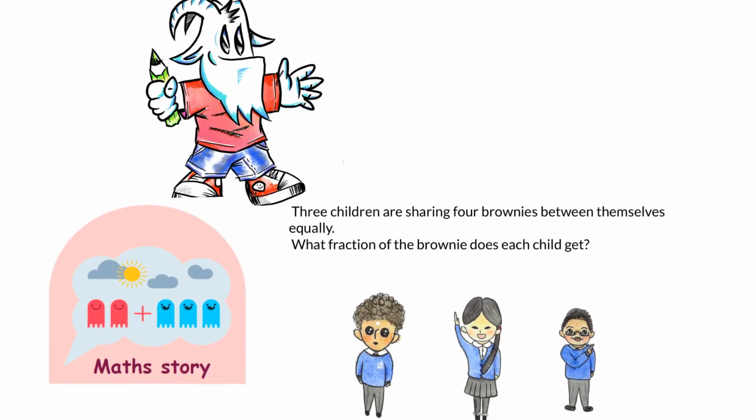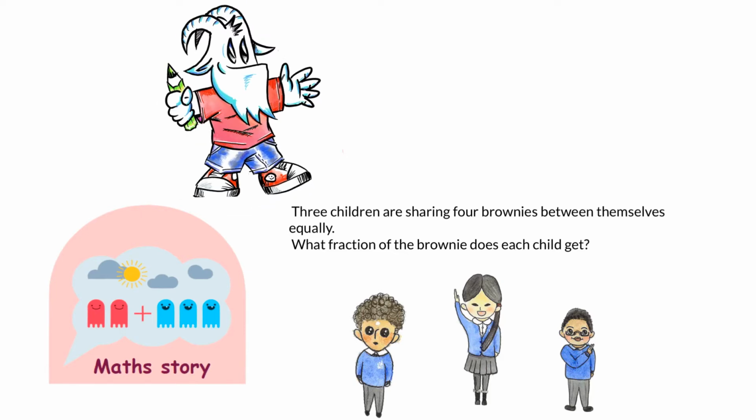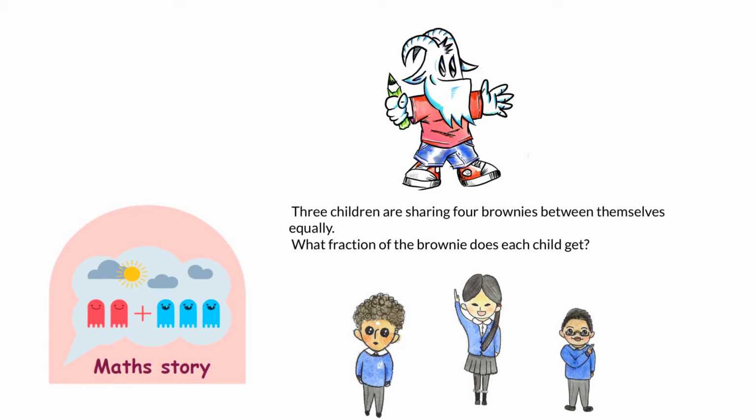3 children are sharing 4 brownies between themselves equally. What fraction of the brownie does each child get? Let's read it one more time. 3 children are sharing 4 brownies between themselves equally. What fraction of the brownie does each child get? We all know that fraction means sharing a whole into an equal part.